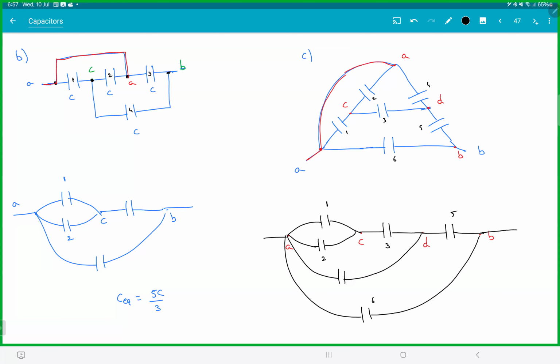Now, is it easy to solve? These two are in parallel, 2C. These two are in series, 2C by 3. 2C by 3 and C are in parallel, 5C by 3. 5C by 3 and C in series, 5C by 8. 5C by 8 plus C, 13C by 8.